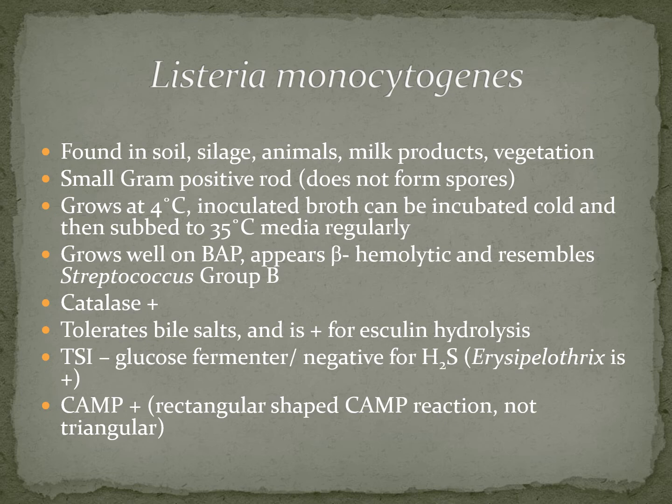This bug grows well on blood agar, and it appears beta hemolytic and resembles Streptococcus group B. It's catalase positive, it's oxidase negative, and tolerates bile salts and is positive for esculin hydrolysis. The TSI is going to be alkaline over acid. It is a glucose fermenter. And the CAMP test is going to be positive, but it's a different type of CAMP test than we've talked about before. Instead of the arrow facing the line of Staph aureus, you're going to get a rectangular shaped CAMP reaction, not triangular.